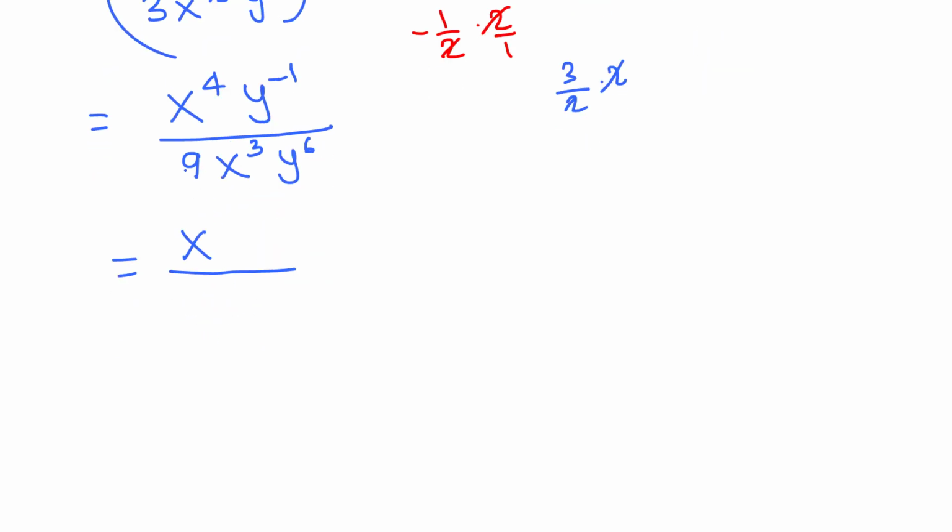Over on the bottom here we got 9. This is gone. Y, I got 6 copies, negative 1. So when we move up, that's 6 plus 1. So 7 copies. Here 4 minus 3 is 1, that we don't write. So x over 9, y to the 7 is the final answer.